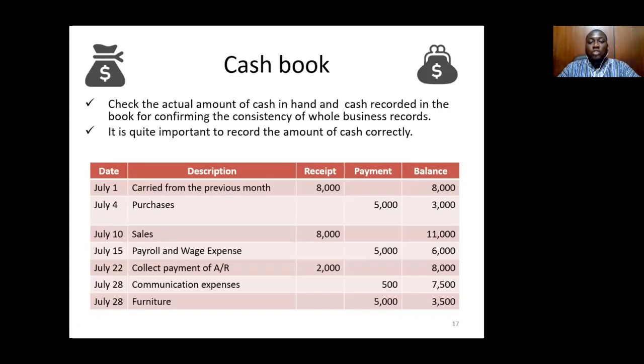It is quite important to record the amount of cash correctly. Enter receipts and payments according to the movement of cash. Balance of each transaction should be recorded in the cash book.